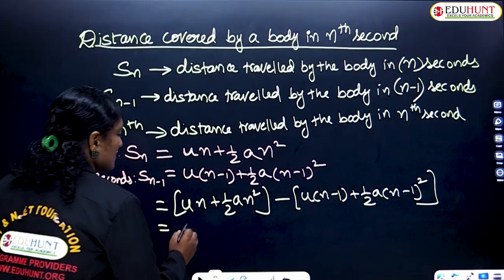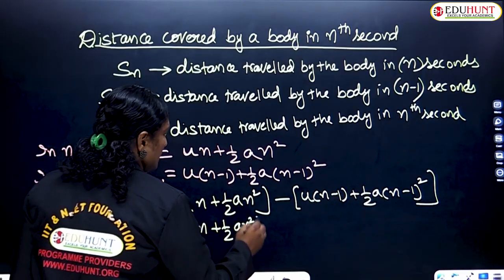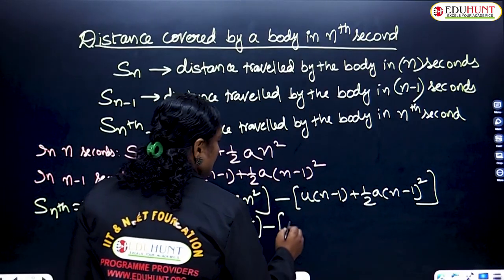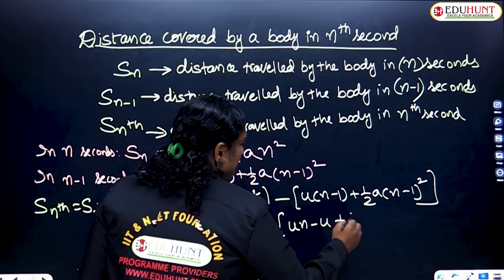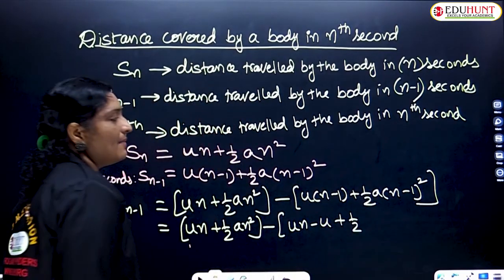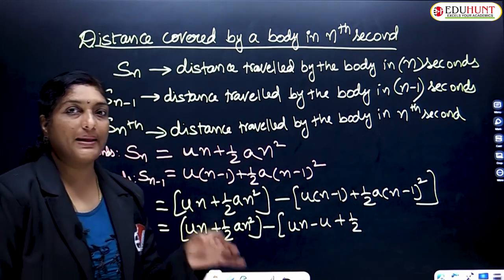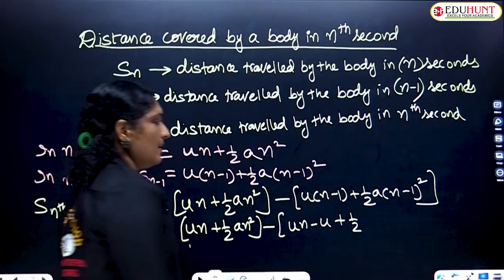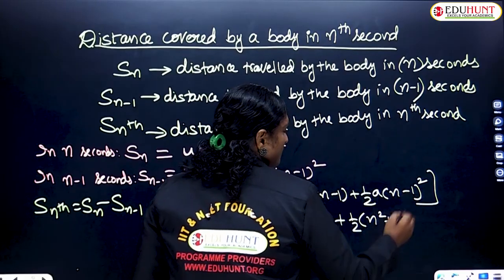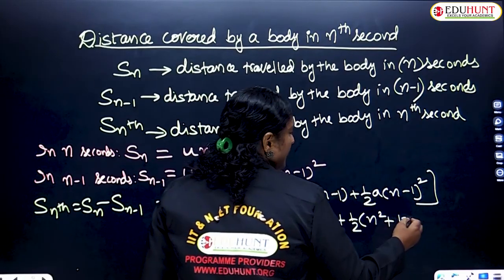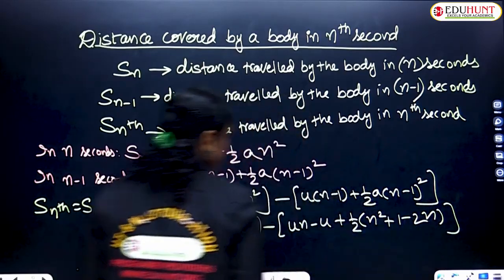So after simplification, it can be written as un plus half an square minus u, take it inside, un minus u plus half. This is of the form a minus b whole square. A minus b whole square can be written as a square plus b square minus 2ab. A square is n square, plus b square, 1 square is 1, minus 2ab, 2 into n into 1. How much is that? 2n.